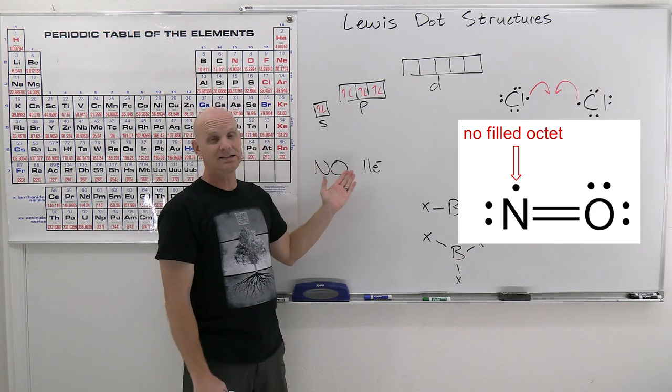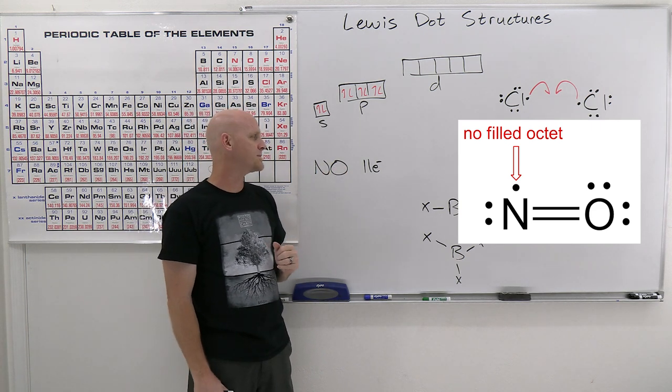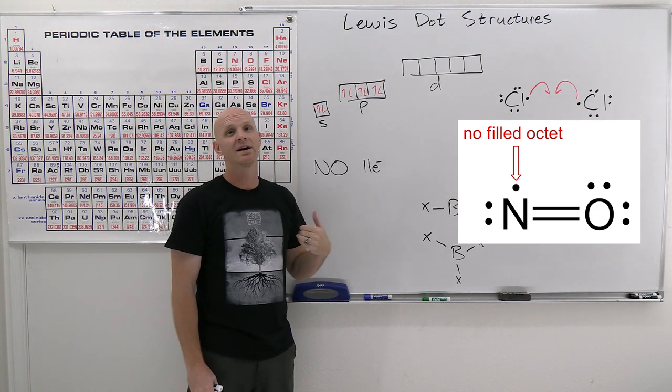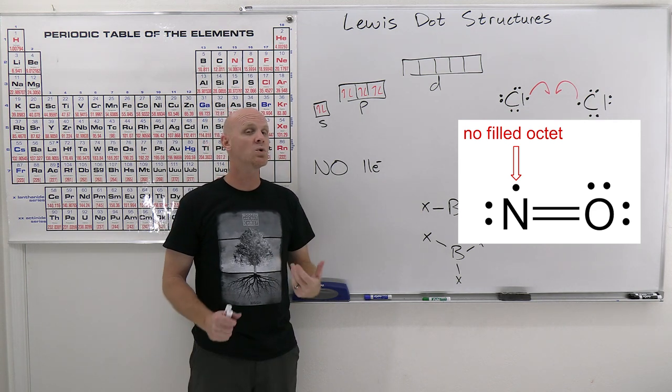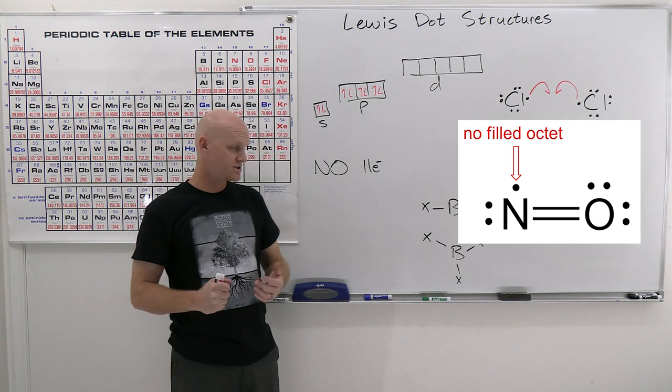But that's the least common example, having an odd number of electrons, and typically what you'll end up doing is preferentially giving electrons to the more electronegative atom first, as we'll see.